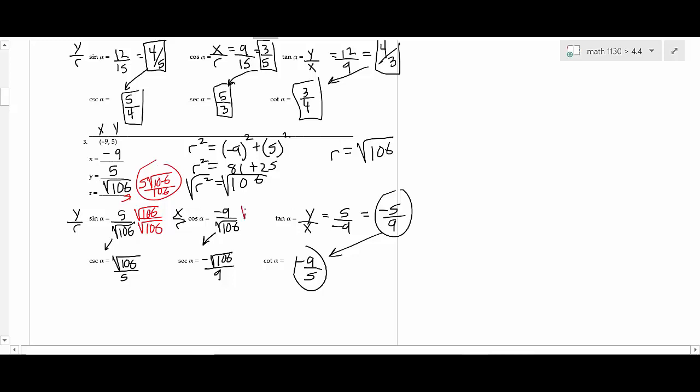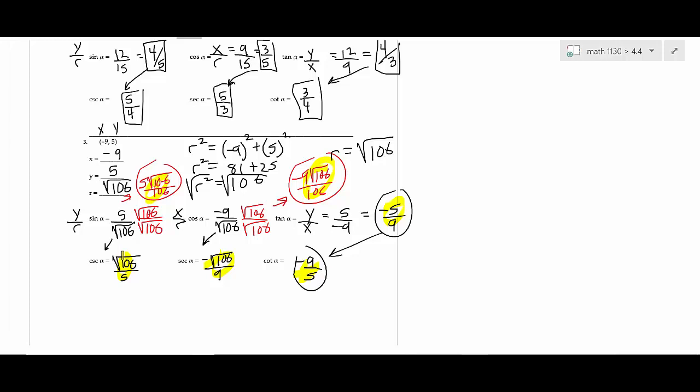Okay. Same thing with this. And again, you'll do this so much you can just write the answer in your head if you want to. So that's -9 root 106 over 106 like that. Okay, so those would be your values of your 6 trig functions. Okay, so it's just a matter of knowing what x, y, r is, what they mean, and what the definitions of the 6 trig functions are. Okay, everybody with me there? Okay, okay, all right.